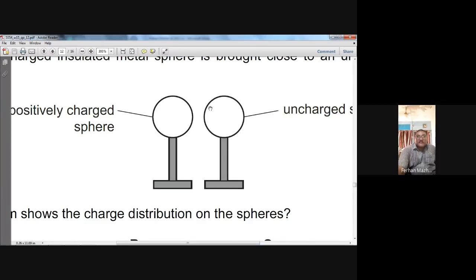Because this is positively charged, the electrons of this sphere, all around the whole sphere wherever there are free electrons available, will be attracted to this left corner. So on this left corner we will have negative charges. And on this side, because a deficiency of electrons will be produced, we will have positive. So here we should have negatives and here we should have positives.